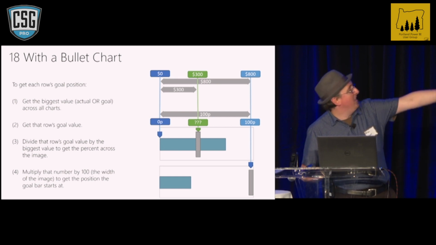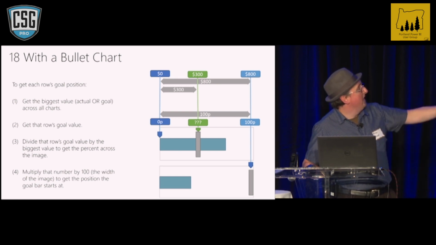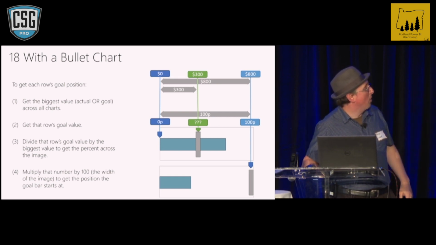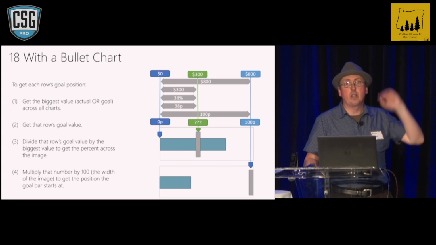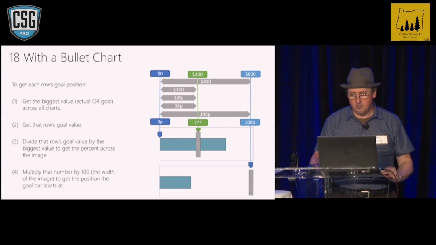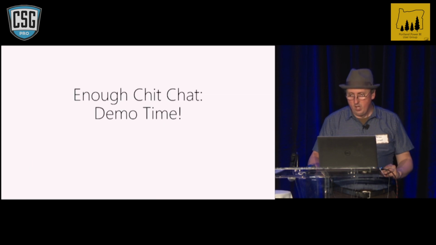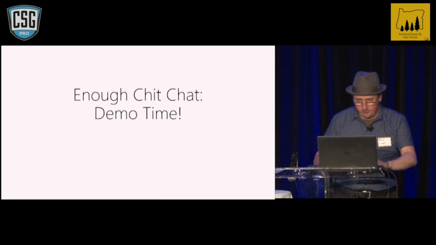We figure out that it's $800 to get all the way across. Still, it's $300 to get to the goal because that's what our goal was. We divide 300 into 800, get 38%. 38% of 100 pixels is 38 pixels. That's how we're going to solve that problem. DAX, SVG, and algebra together at last. Okay, enough talking. Let's do this.